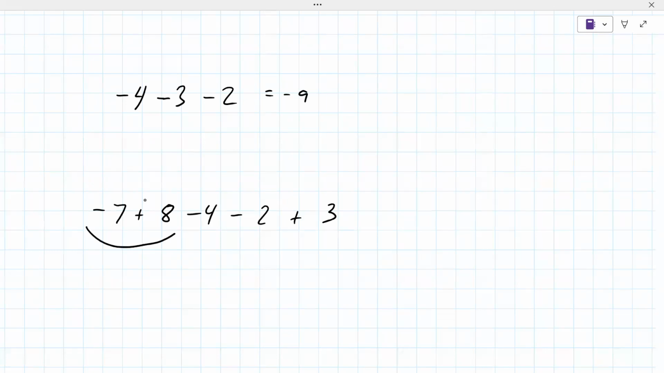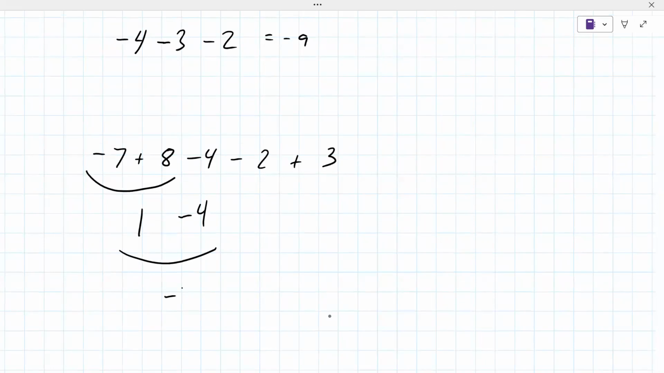Okay, what is -7 plus 8? Let's go through it one by one. Minus them. So 8 minus 7 is 1. Okay, and then what is 1 minus 4? Since they're different, it will be -3. Oh, I see where I made my mistake. Okay, why don't you keep going from here then?